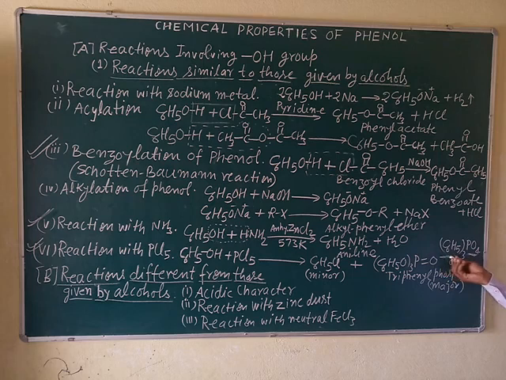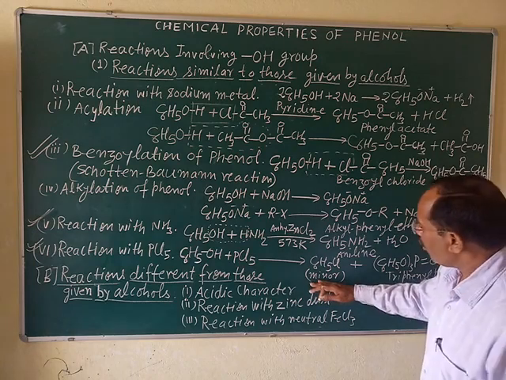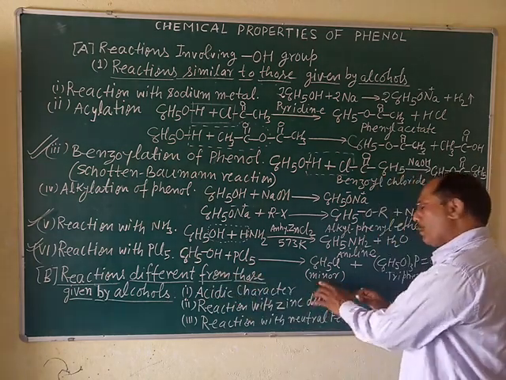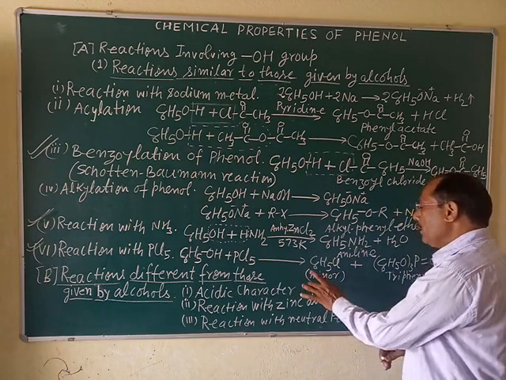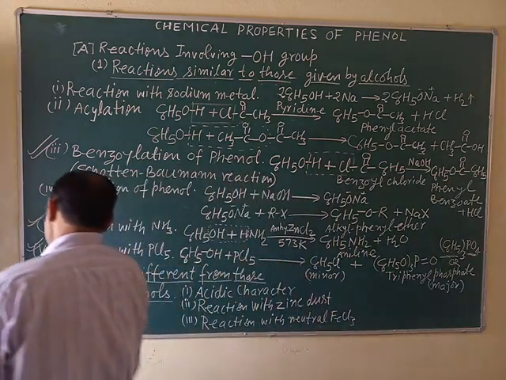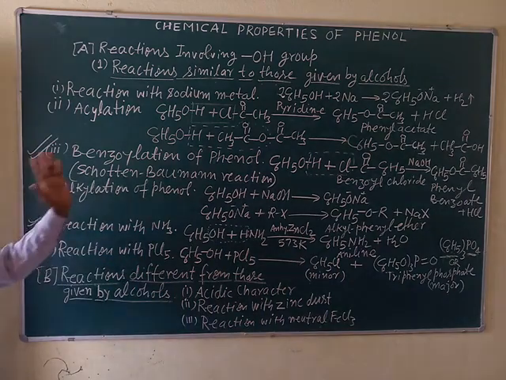Triphenyl phosphate, and its structure is (C6H5O)3P=O. This is the major product, but chlorobenzene is the minor product. In this reaction, chlorobenzene should be the major product, but due to very poor yield, it is called the minor product. These are the reactions of phenol which are similar to those of alcohols.